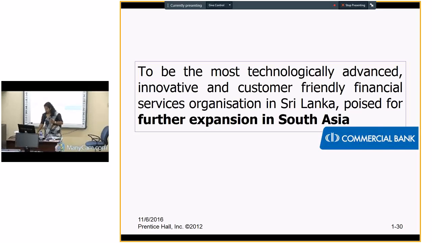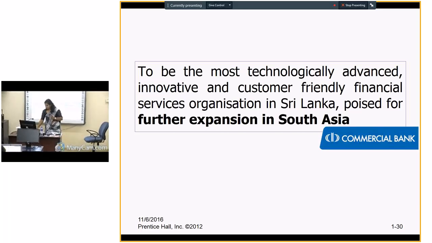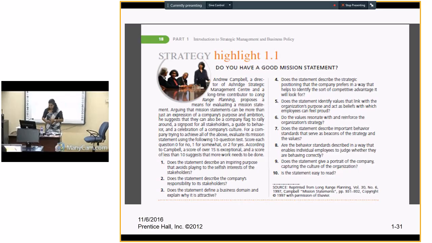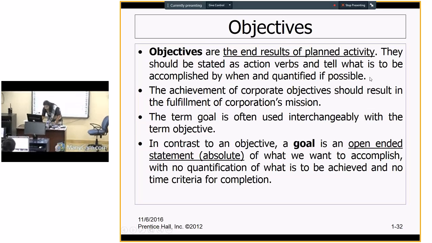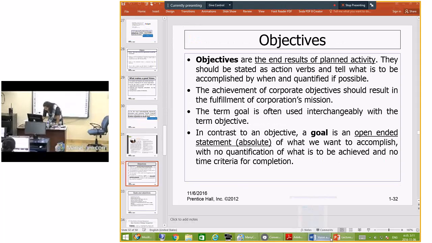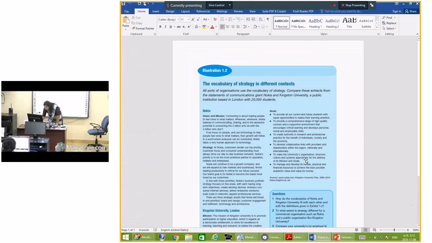Okay. Yes, there is an example given. If time permits, we'll come back to this. Yes, objectives. Before that, there is something else. Just have a look at this.